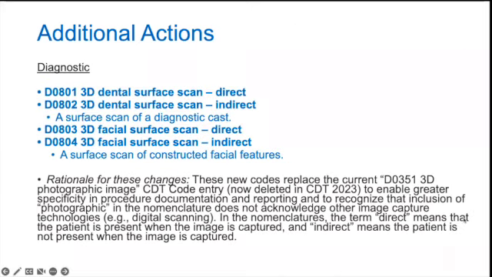Additional actions are seen here with surface scan codes. These new surface scan codes enable greater specificity and recognize the inclusion of photographic in the nomenclature of the previous code that was deleted, which was limiting. The term direct means that the patient is present when the images are captured, and indirect means that the scan was done when the patient was not present, such as on a diagnostic cast.